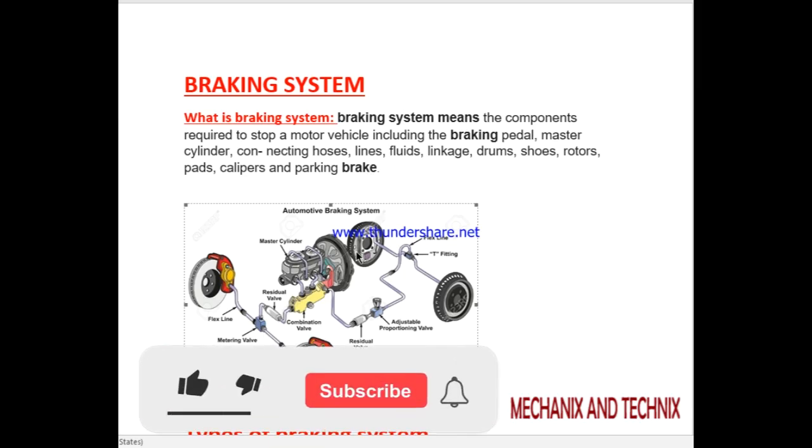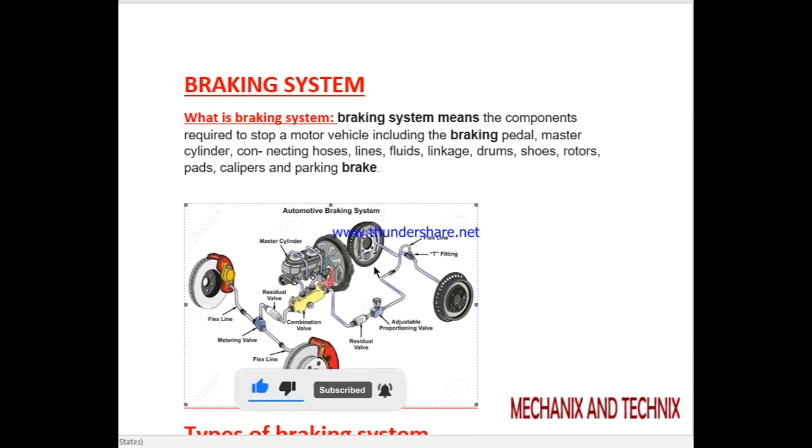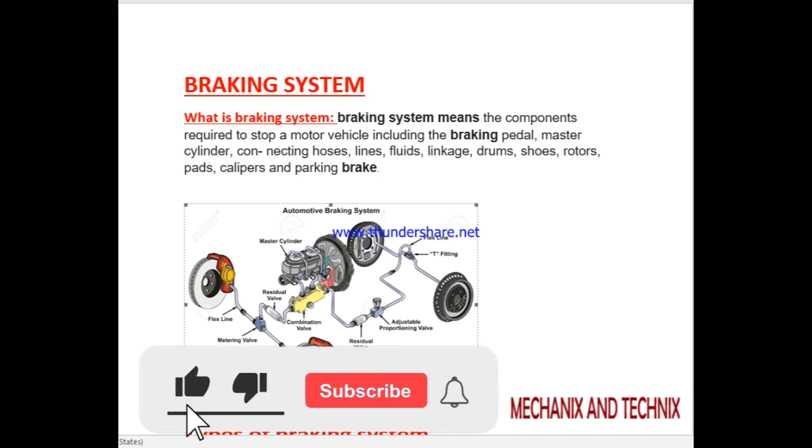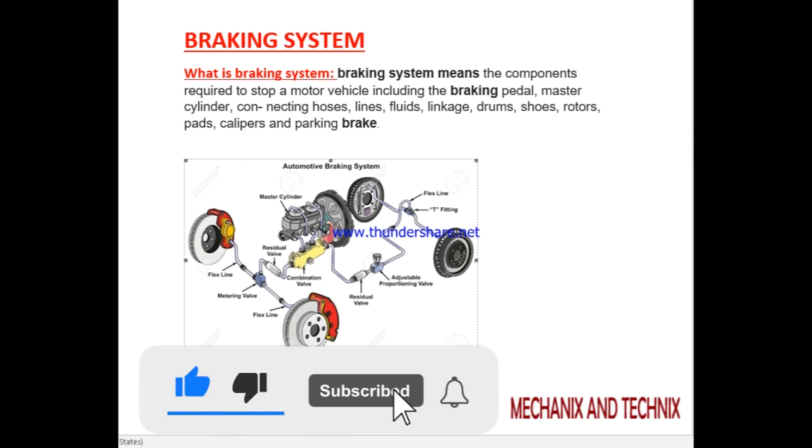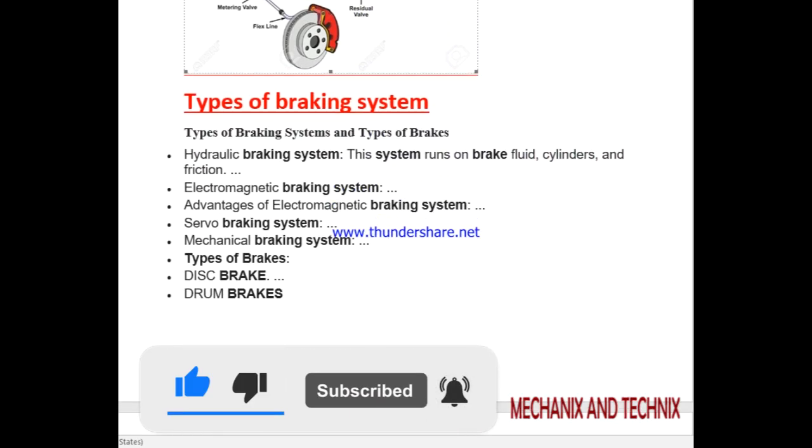So this is the braking system and its components, but we explain this circuit in the operating principle of the braking system. Now I put this picture here in order to show you the braking system and how it looks in the motor vehicle or on the car. So let's continue together with the types of braking system.